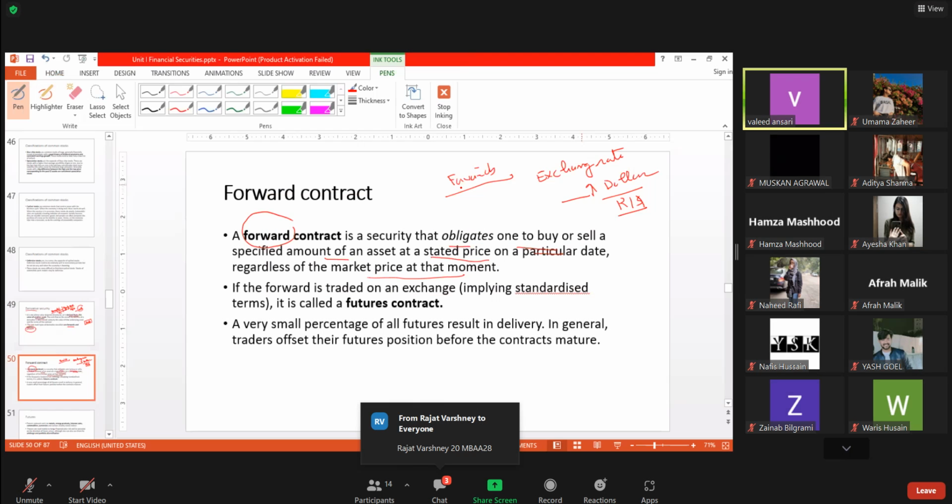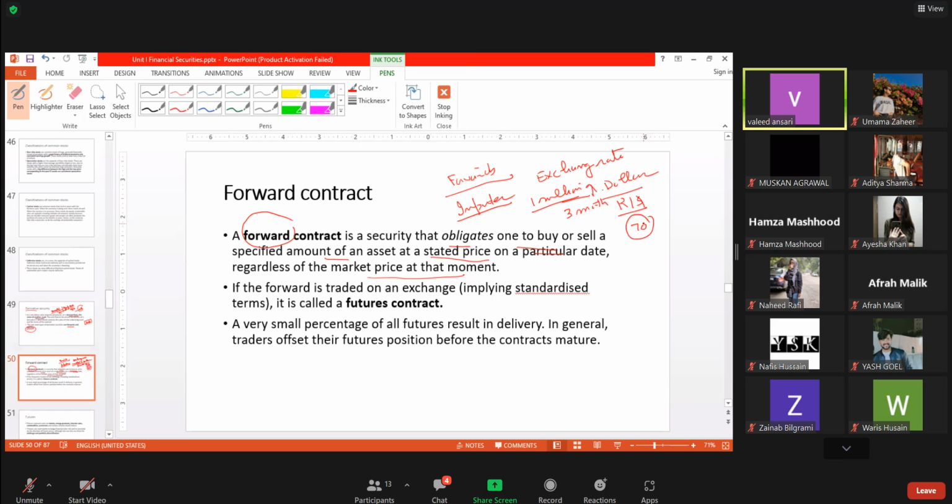For instance, let us take an importer. The importer has a payable of 1 million US dollars after, let us say, 3 months. Now let us assume that the rupee-dollar exchange rate is, just as an example, 75 rupees. And the importer fears that by the time these 3 months become due, the rupee will become 78 rupees.